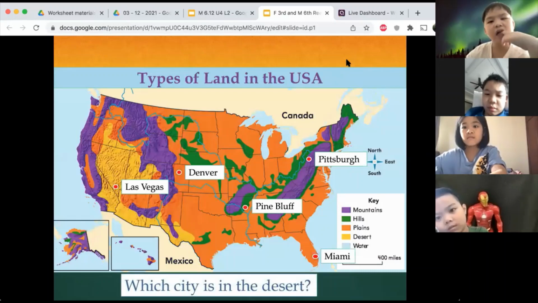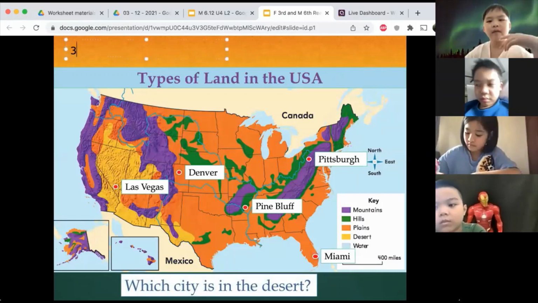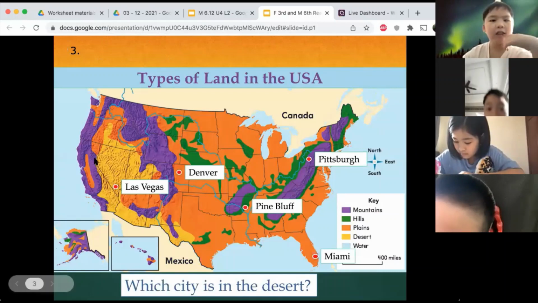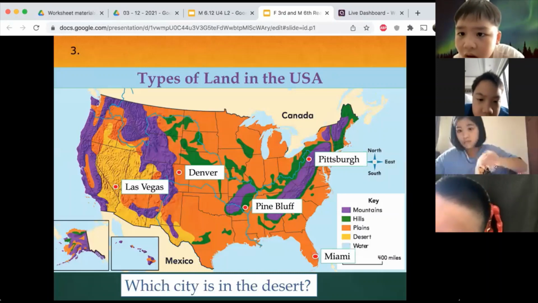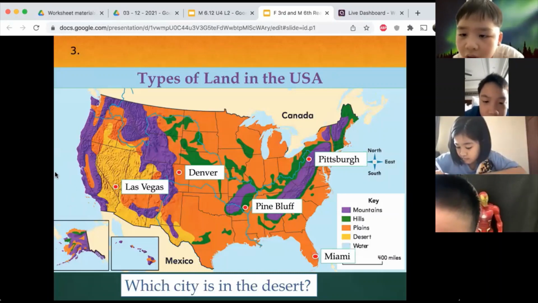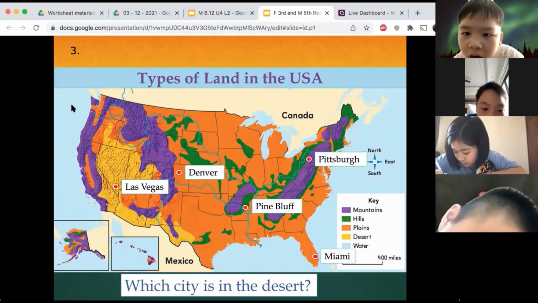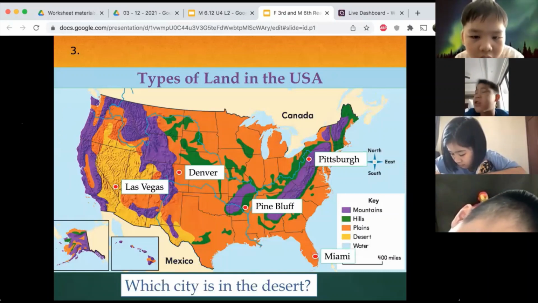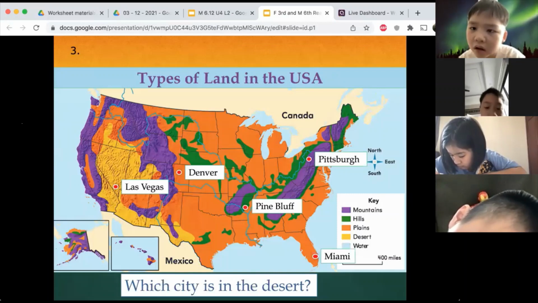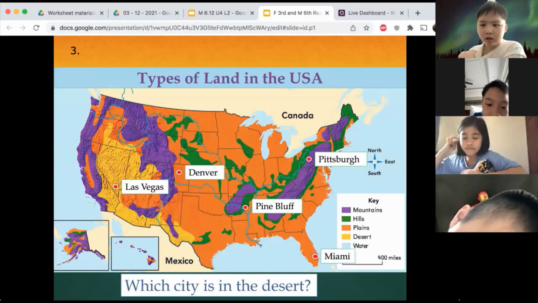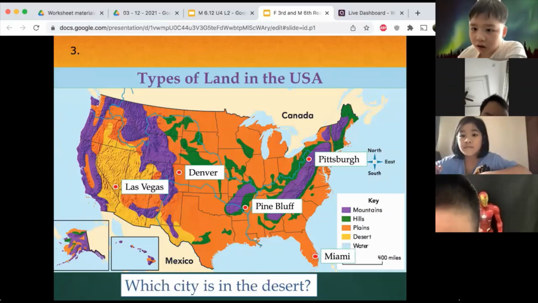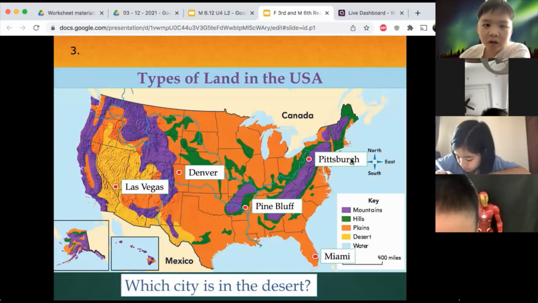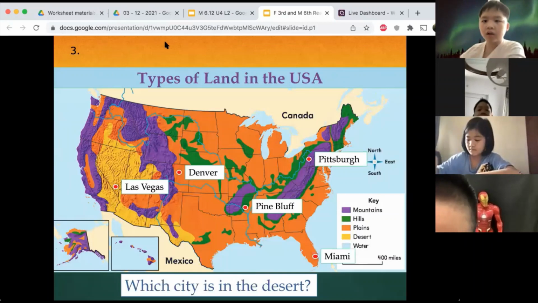All right, number 3. Which city is in the desert? Go ahead, I'll give you a few seconds to do it on your own. Also, great job Minghui and Myan answering in the chat. But please write down your answer in your notebook as well, okay? Write it down as well. You just have to write a number and one word.